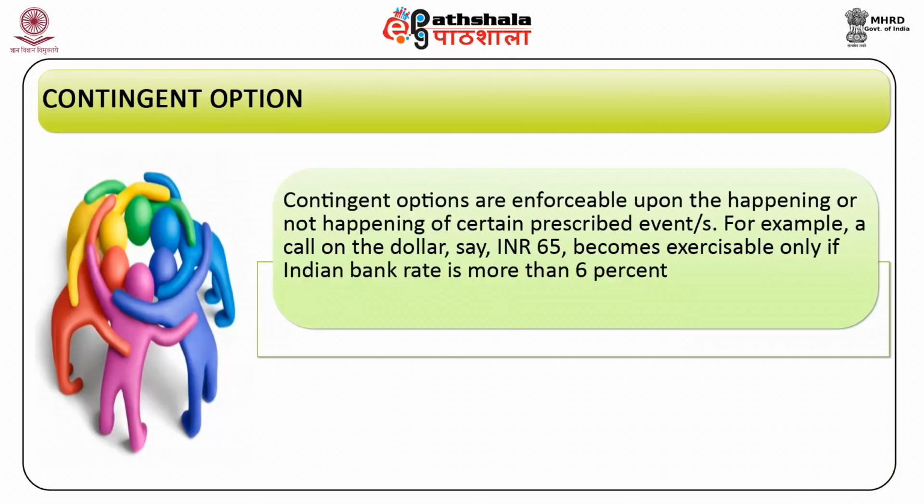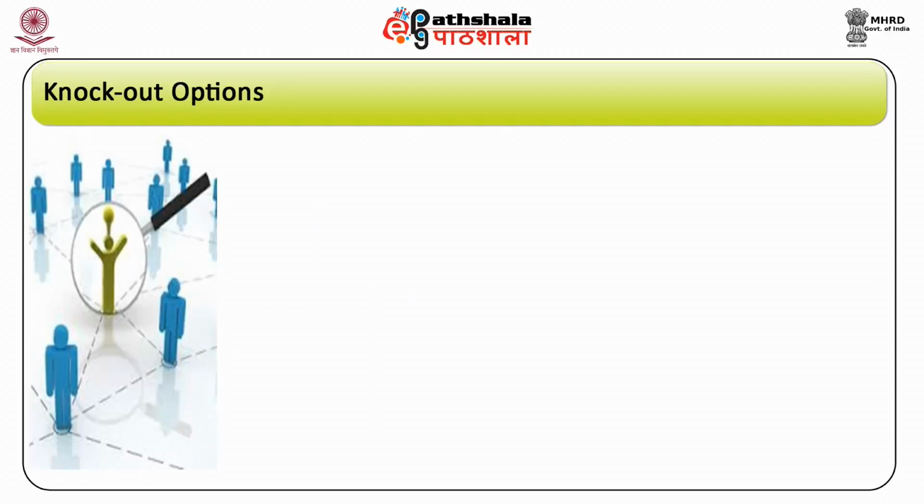Contingent option. Contingent options are enforceable upon the happening or not happening of certain prescribed events. For example, a call on the dollar, say at 65 Indian National Rupee, becomes exercisable only if the Indian bank rate is more than 6%.